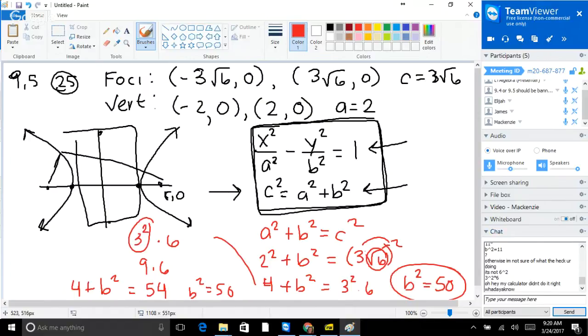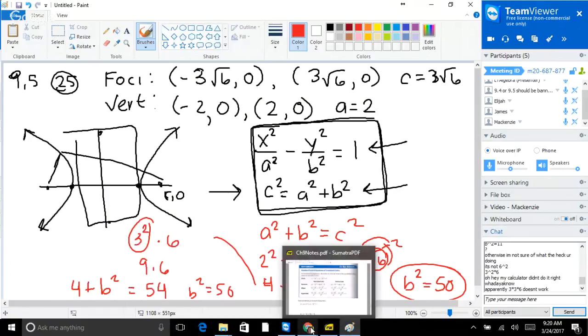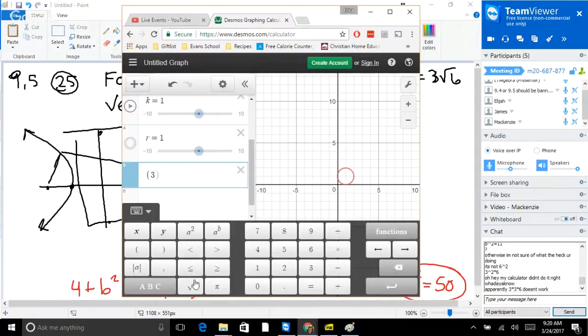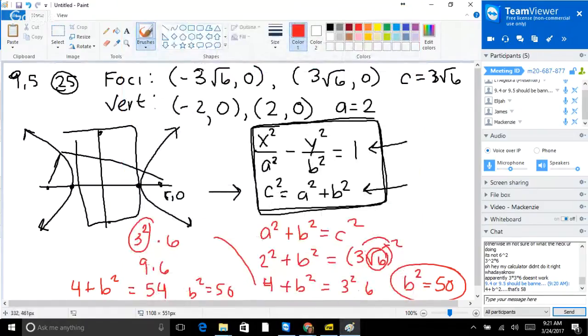Your calculator didn't do it right. Yeah, type it in there right. Did you use Desmos? Yeah, that won't work. So if you go like this, ignore all that stuff, right? 3 square root of 6. And then you got to get that parenthesis outside the whole thing, squared, 54. So if you did that, oh, no, you got to subtract 4. So you have 4 plus B squared equals 54, then subtract 4 from both sides and get 50. And Elijah said, oh, if you do 3 times 3 times 6, it doesn't work. Huh, it should.